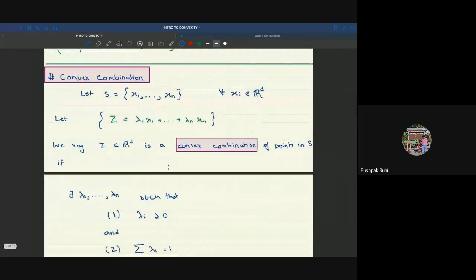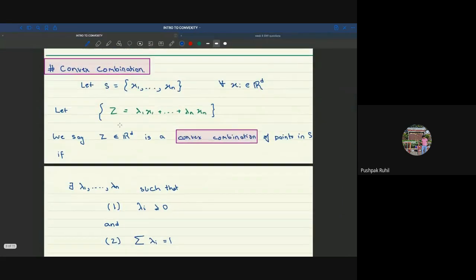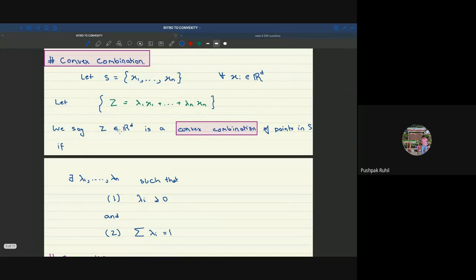So to understand what convex hull is, we first need to understand what convex combination is. So let's say we have a set of some n points, x1 to xn, and each xi belongs to your RD. And let z be equal to lambda, basically a linear combination of these points. So lambda 1 x1 plus up to lambda n xn.